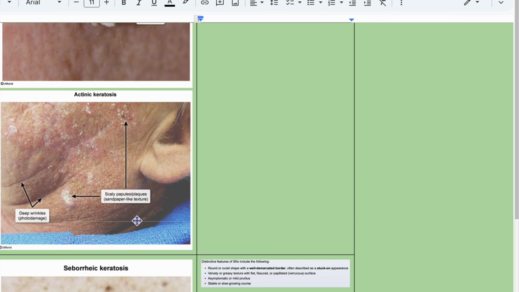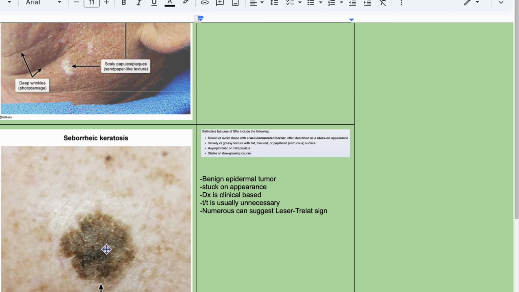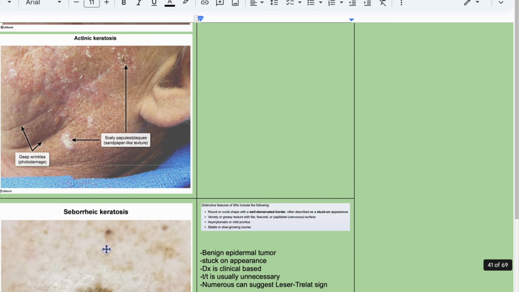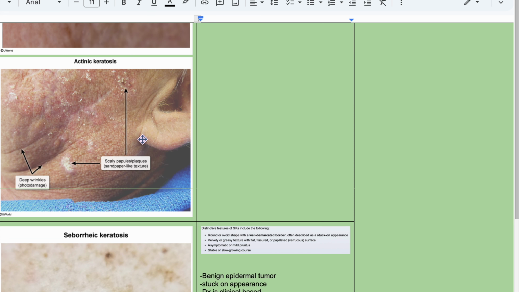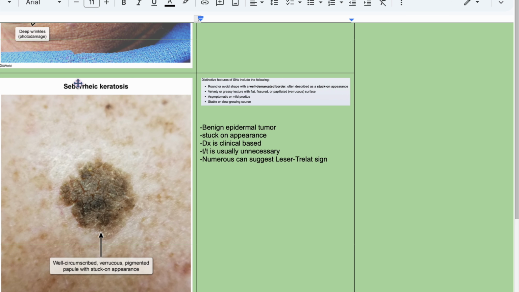Actinic keratosis, I think the one we went over was seborrheic keratosis. This is actinic one. Nope, that's right here. Okay, so this is the popular one. I think I confused the two. I always do that. Deep wrinkles, photo damage, and scaly papules, sandpaper-like. Okay, so this is the most popular one from step 1, I remember. Scaly papules, sandpaper-like texture. Okay, so then what is seborrheic keratosis?